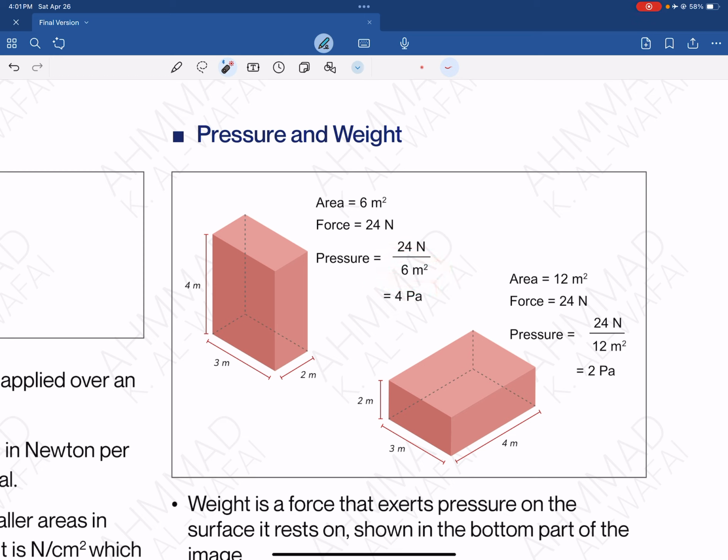In this case, you've got the block laid down on the bigger area, so 3 times 4, that's the area. The weight is still the same, which is 24. It gives you a smaller pressure. So that's what we said, pressure and area are inversely proportional. When we increase the area, the pressure decreases.